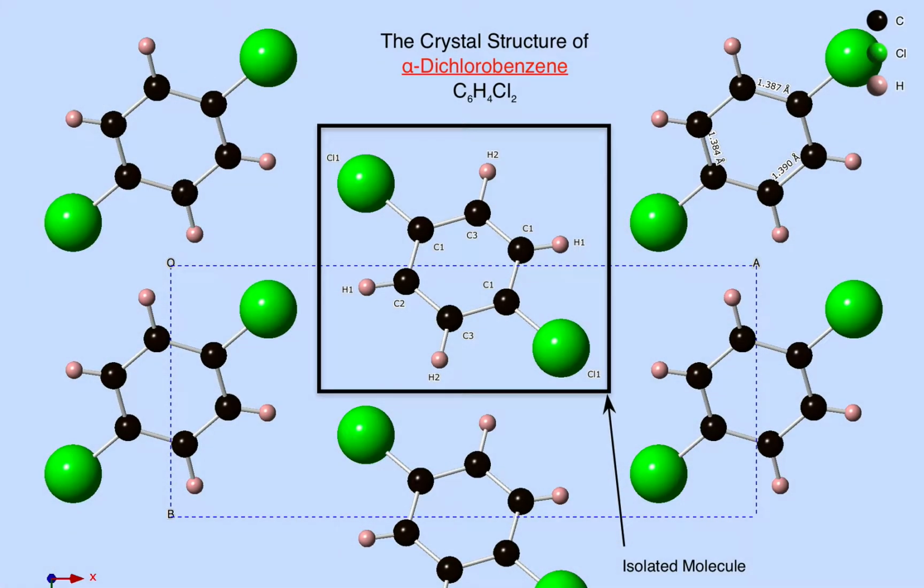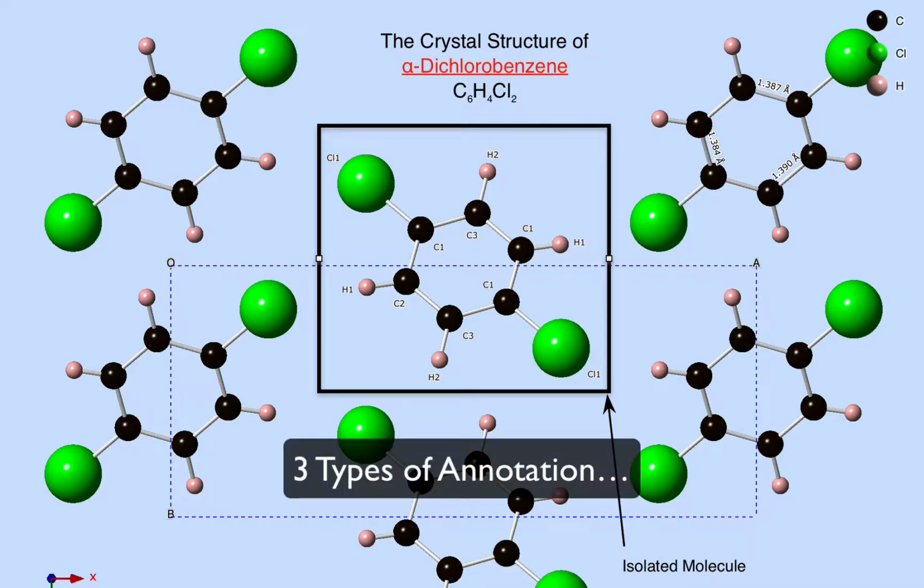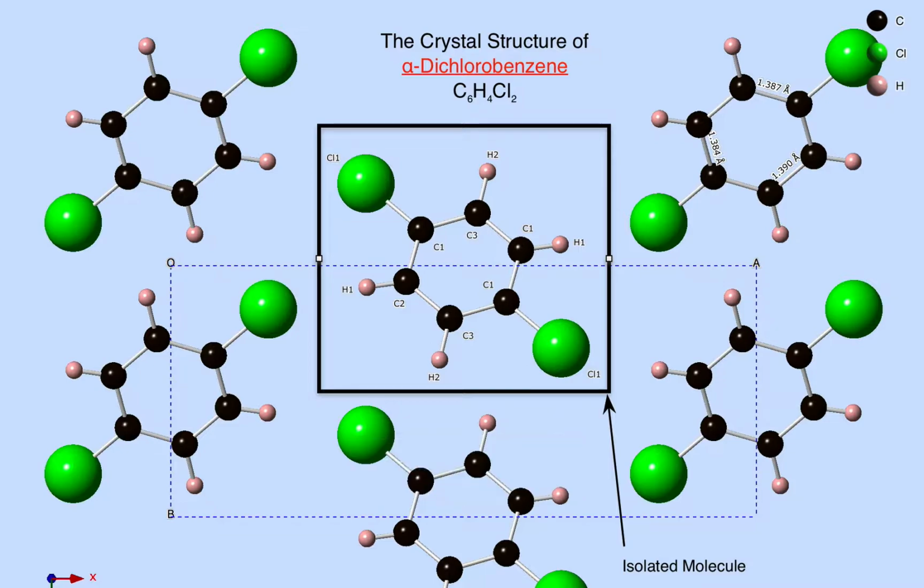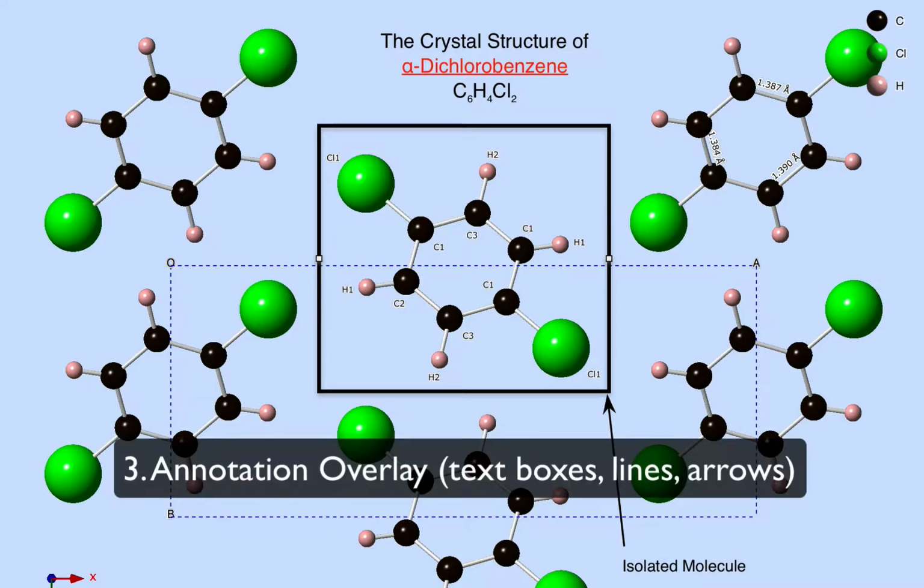Welcome to CrystalMaker 10. In this tutorial we're going to have a look at different ways of annotating your structure. CrystalMaker offers three different types of annotation: atom labels, bond labels, and an annotation overlay.